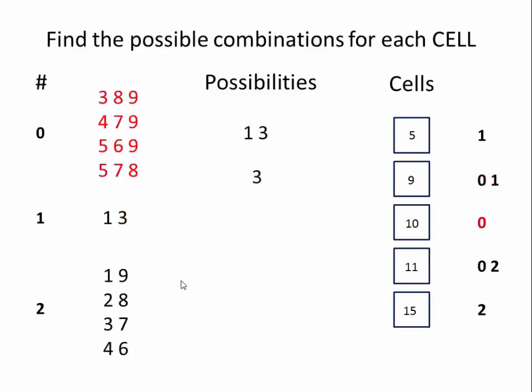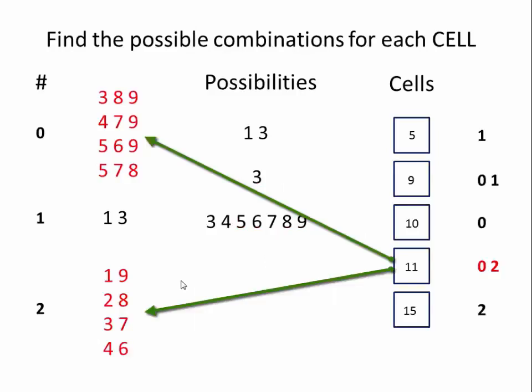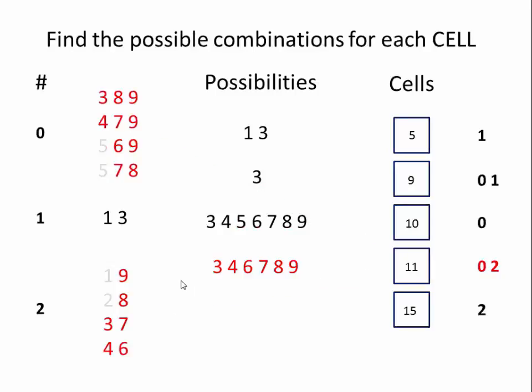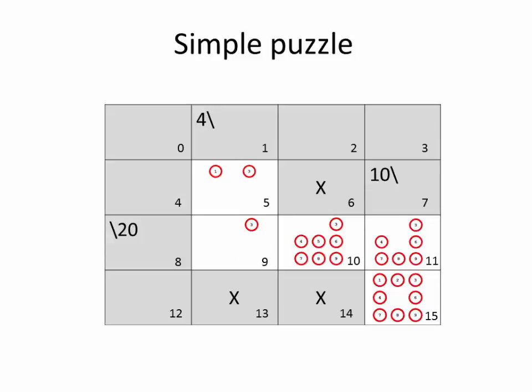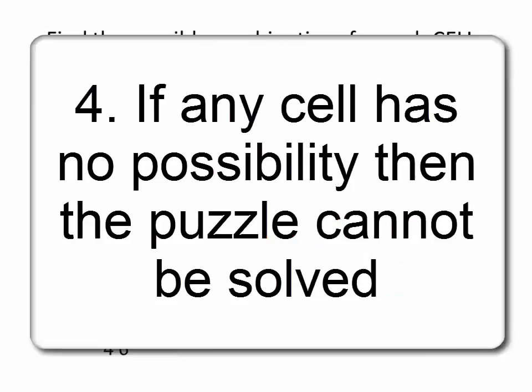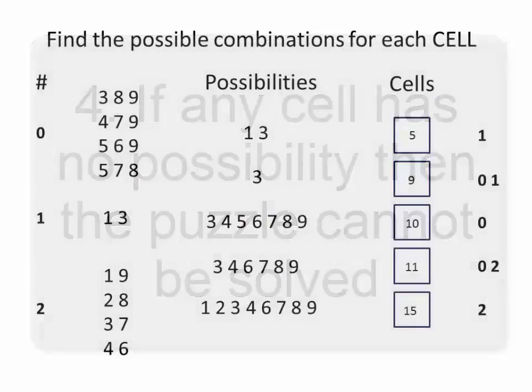Cell number 10 belongs to group 0. There are 7 possibilities. Cell 11 belongs to group 0 and 2. There are 6 possibilities. And cell 15 belongs to group number 2, and there are 8 possibilities. We have now found what the possibilities are for each one of the cells. If any of them has no possibility, then the puzzle cannot be solved.